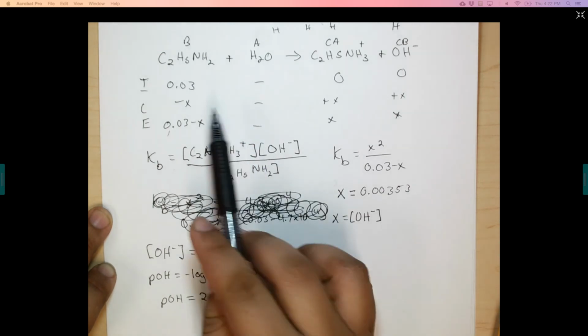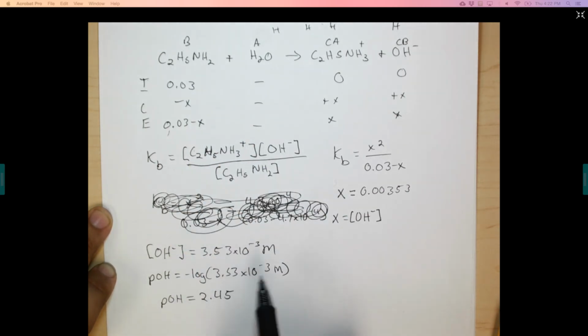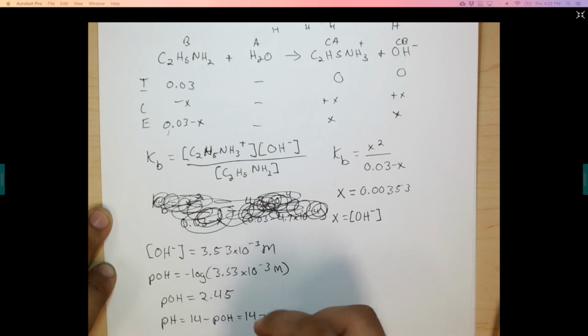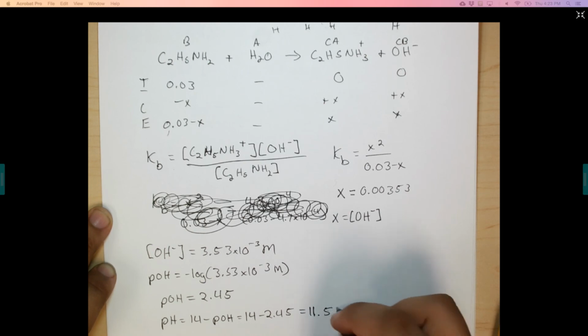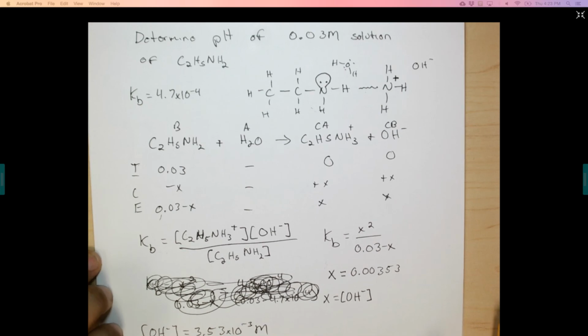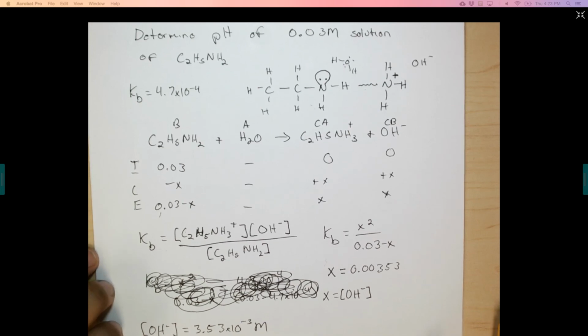Now, this is not the pH. We're dealing with a base, so we should expect a pH that is above 7. Therefore, pH is equal to 14 minus pOH, which is equal to 14 minus 2.45, which is equal to 11.55. Therefore, we are dealing with a basic solution at 11.55 based upon the concentration of ethylamine of 0.03.